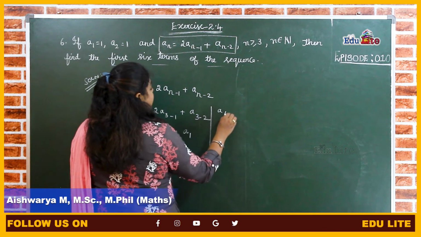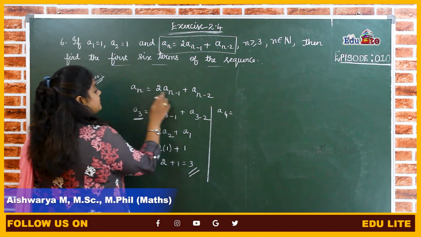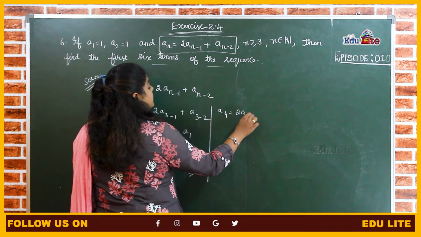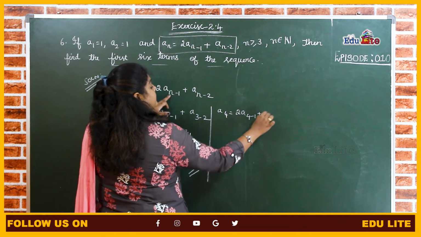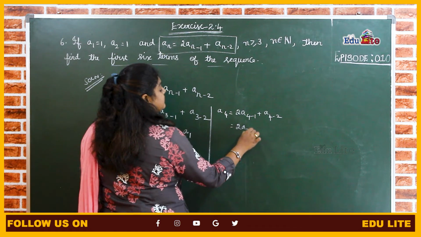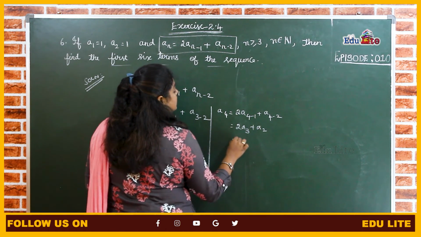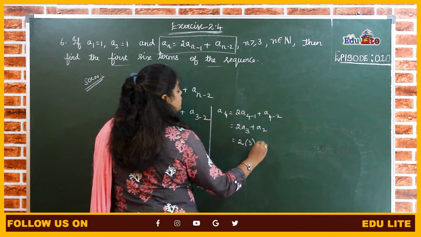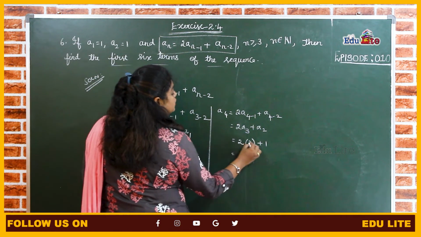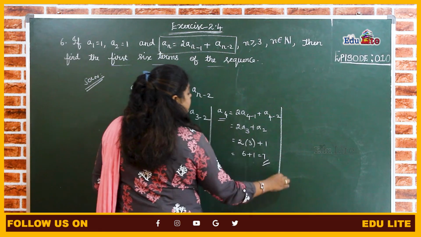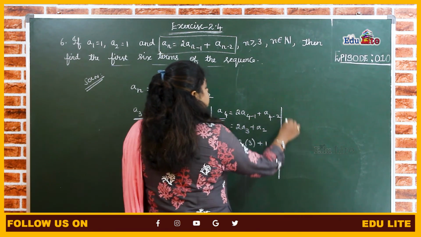Next, we will find a4. To find a4, we have to substitute the value of n as 4. So, substituting it, we will get 2a 4 minus 1 plus a 4 minus 2, 2a3 plus a2. 2 into a3 value is 3 we got plus a2 value is 1 which is given. 2 3s are 6 plus 1, 7. A4 is 7.